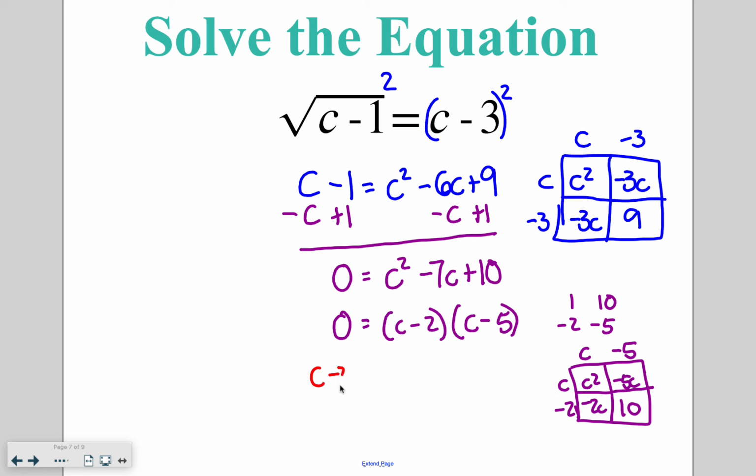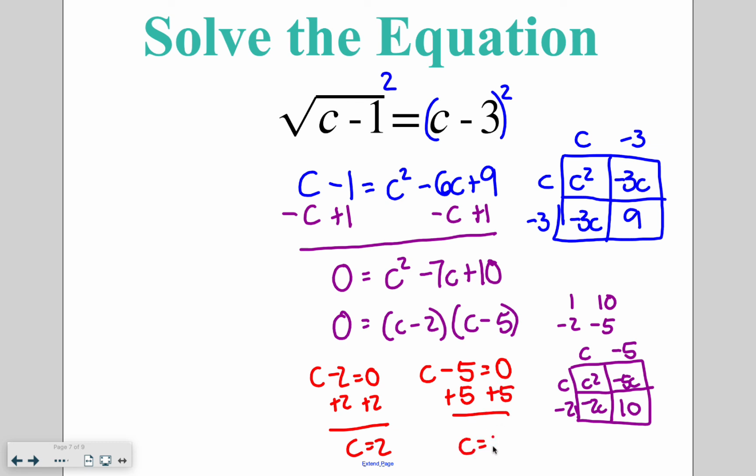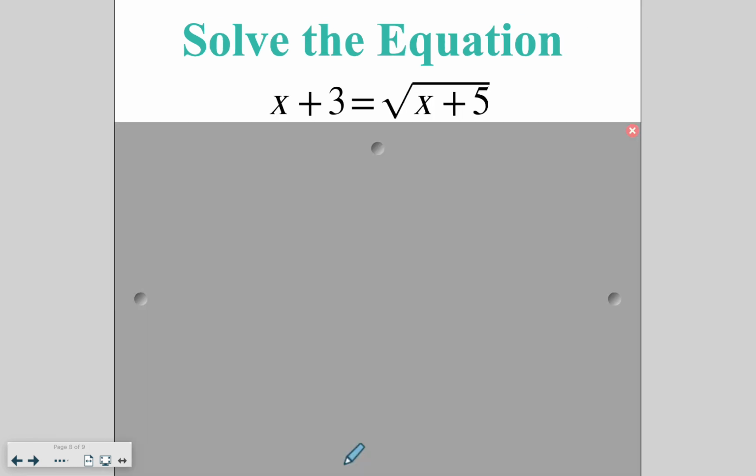Our last step then is going to be to actually solve the equation. So I've got c minus 2 is equal to 0, and c minus 5 is equal to 0. In the first scenario, I solve by adding 2. So I find out that c is equal to 2. And in the second scenario, I solve by adding 5. So I get an answer of c is equal to 5. So we end up with 2 answers that satisfy this particular equation. Go ahead and try this one on your own.